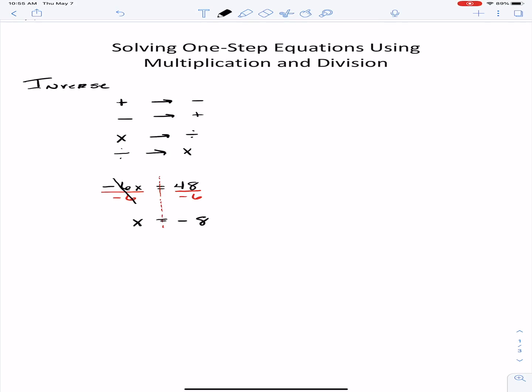Now, I can actually check my work, and this is why I love algebra. So let's check our work. Negative 6 times negative 8. Well, a negative times a negative gives me a positive, okay? So 6 times 8 is going to give me 48. And that is what we started off with, so I got my problem right.